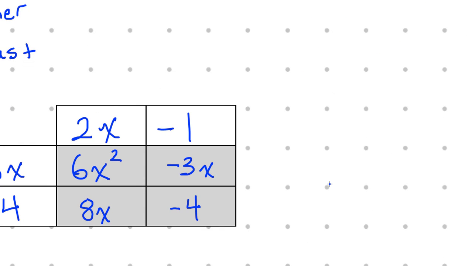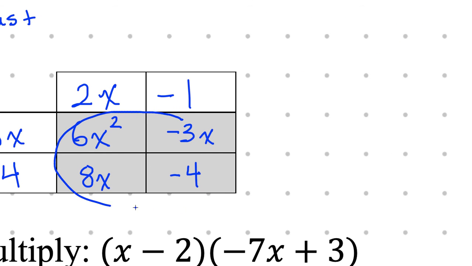So we're going to basically rewrite the same stuff. We're going to add all of this area up. So I'm going to add the 6x squared and all these terms.